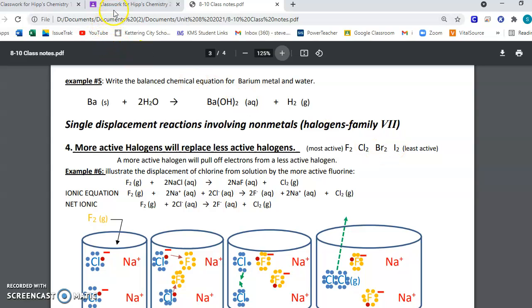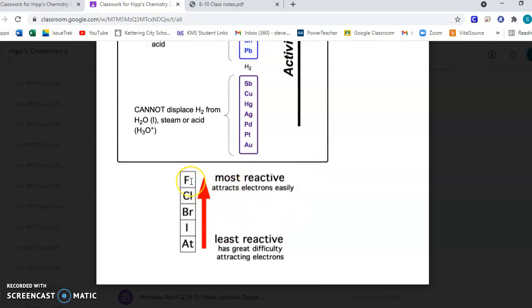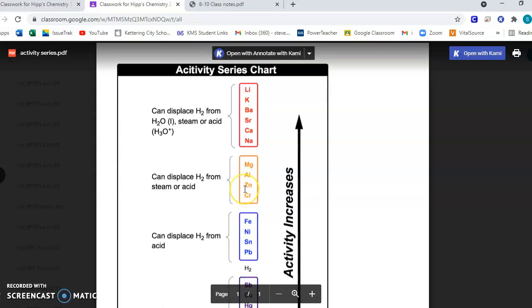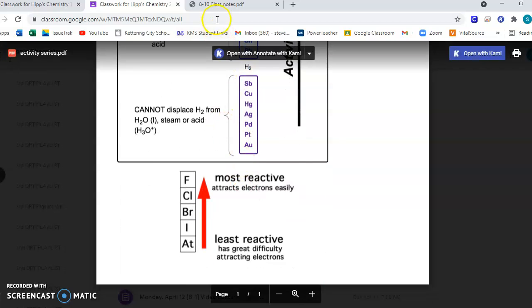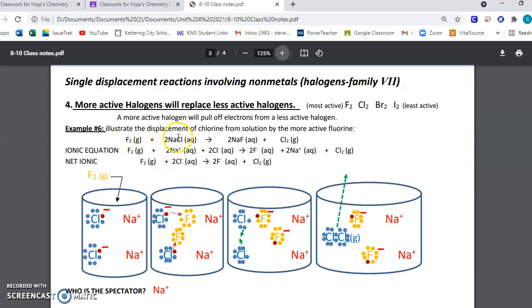On this particular activity series, where are these halogens? They're right down here. The most active halogen is fluorine. The least active halogen is iodine. Really, astatine is the least active. So the ones at the top, the more active ones, can replace the ones at the bottom, the same way as we have it on our metals chart. So fluorine can replace the nonmetal chlorine.